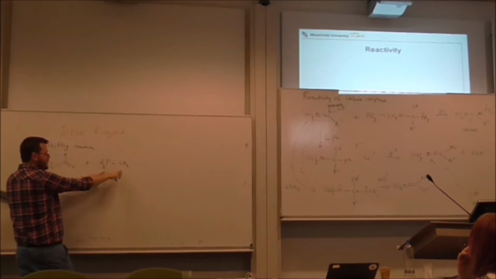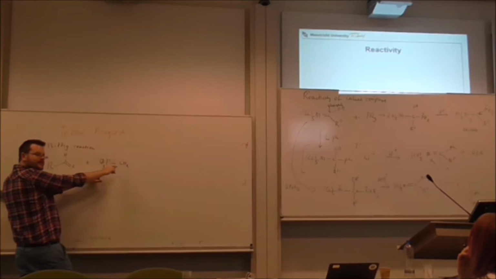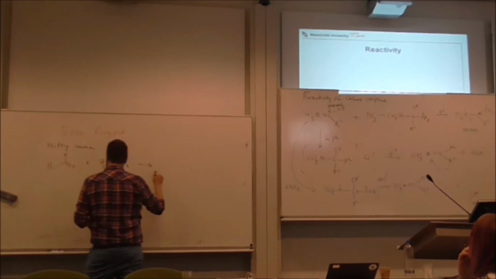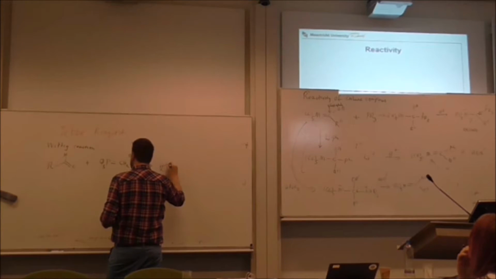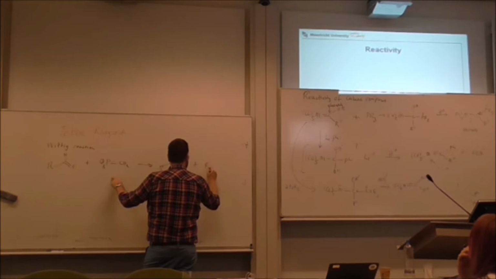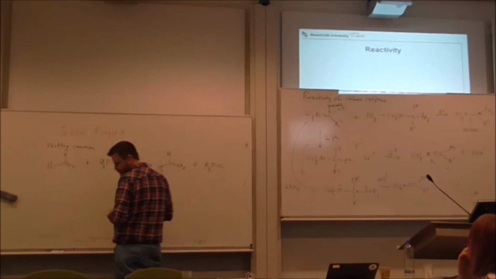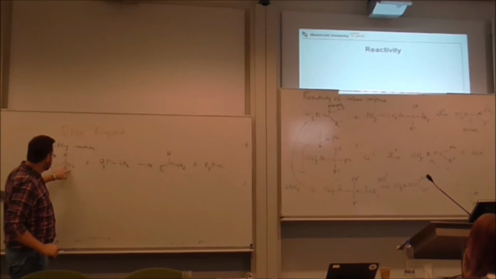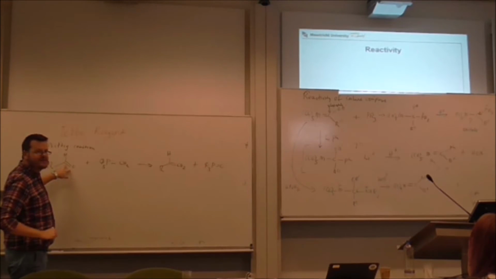That's called a Wittig reagent. Triphenylphosphine CH2. Have you seen this? You should have. And what you get out of this is R CH2H plus Ph3P double bond O. It is a very important reaction in organic chemistry where essentially what you're doing is you exchange an aldehyde, for example, with a CH2 group.